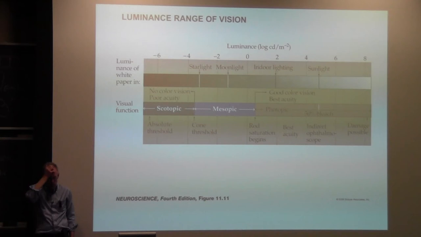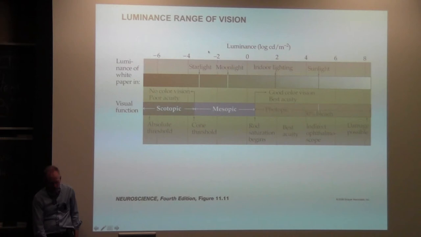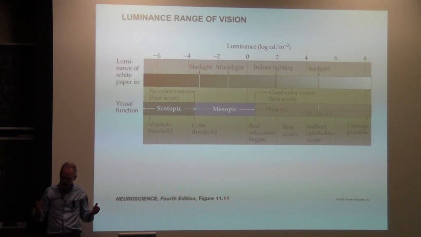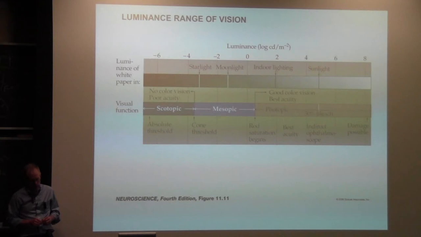Whereas under normal illumination conditions, indoor lighting like this or outdoor in the sunlight, the rod signal is completely saturated. The transmitter released by rods is shut down as far as it possibly can be, and it's only the cones that are providing information. So under scotopic conditions, you can't see very well, you've got very poor acuity, and you can't see color at all because your cones aren't active. Under photopic conditions, you can see with great acuity because you're using your cones, and you can see color because the cones provide color information.